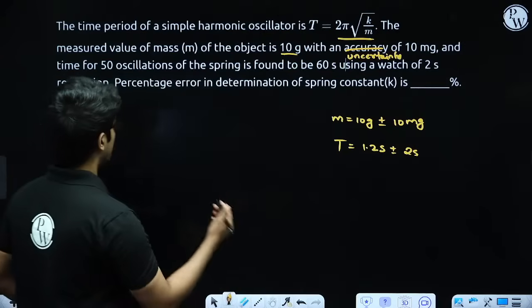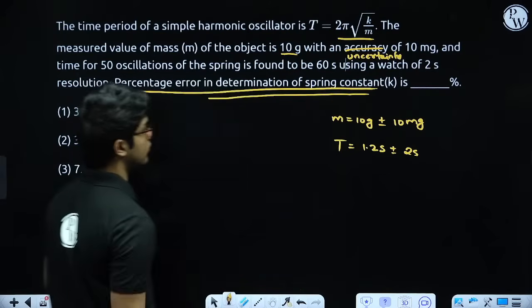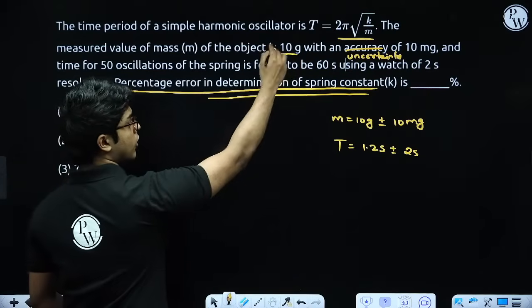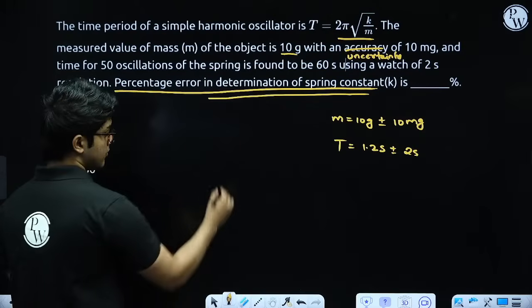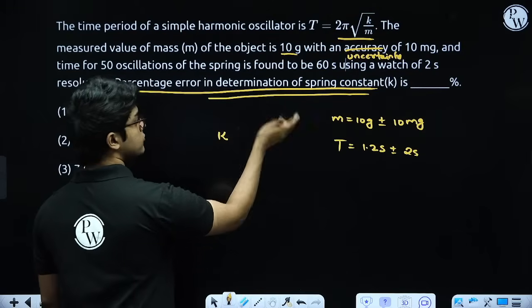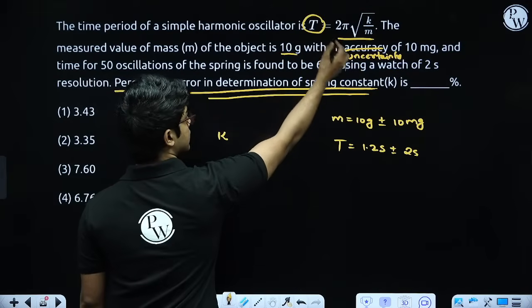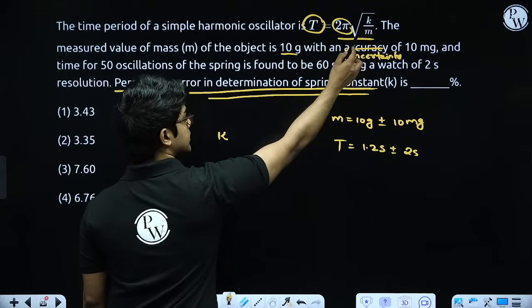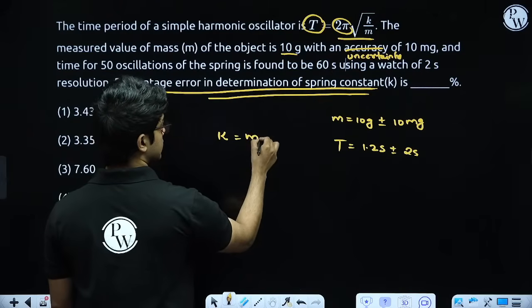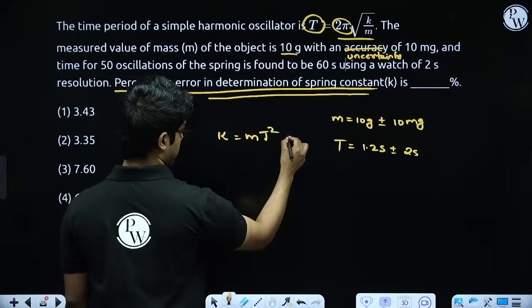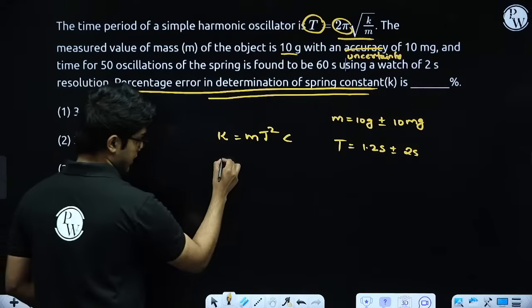Anyway, I'll discuss the logic here. The logic is we have to, of course, find the percentage error in the spring constant. The objective is to convert that relation so that the spring constant comes on one side. So basically we'll square this, giving T squared equals some constant times m by k. So k will become m by T squared times some constant.